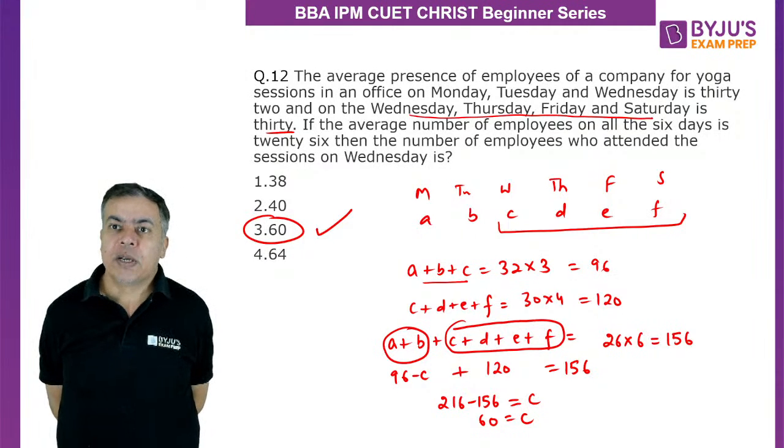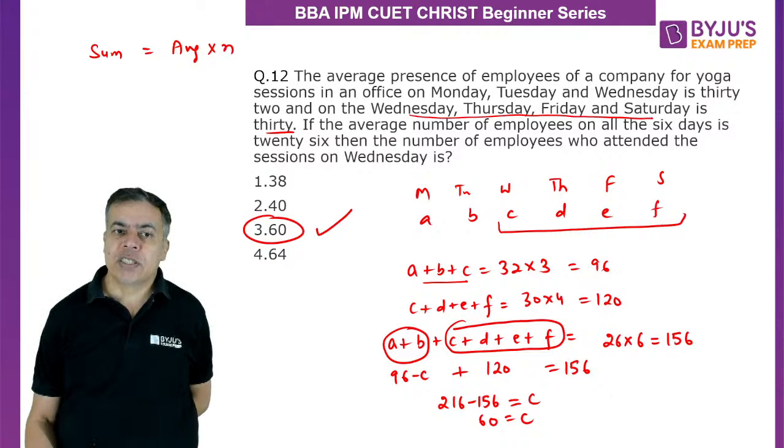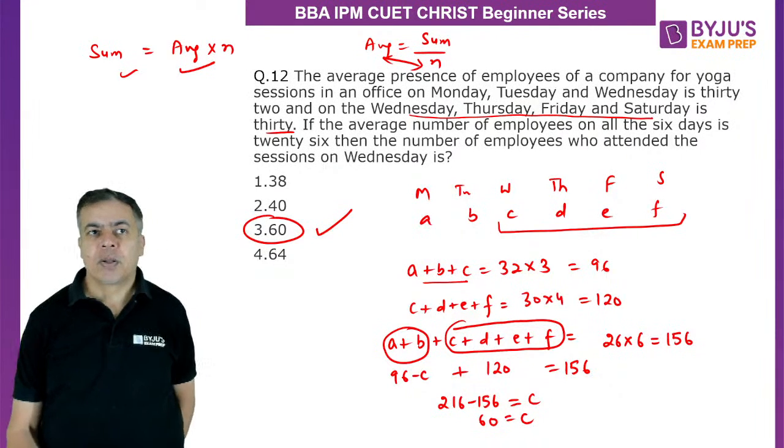Not too much logic, but I am just adding. Only thing you should know is the formula, that the sum of the observations must be equal to average of the observations into number of observations. Or when you say that average equals sum of observations divided by number of observations, I am just multiplying this, so that sum is average into n.